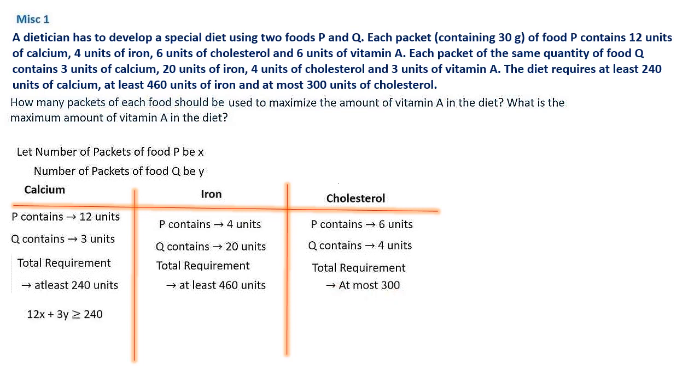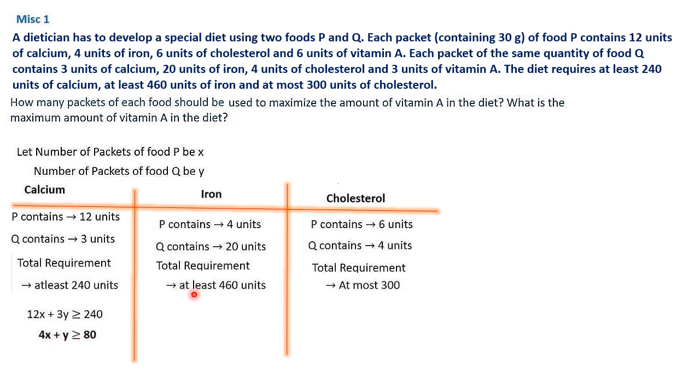So let's write the inequalities here. 12 into x, 3 into y. So 12x plus 3y, at least means greater than or equal to. Remember the keyword at least, you should use greater than or equal to. At least means minimum 240, so you have to go above 240 for the requirement. So greater than or equal to 240. Here a common term is there, 3 is common, just cancel it. 4x plus y greater than or equal to 80.